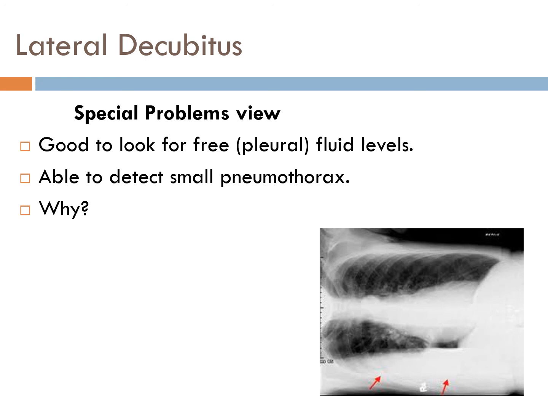If you're suspecting a right-sided pneumothorax, you should place the patient on the left side because the air is going to rise. If you're looking for a right-sided pleural effusion, then you would put the patient on the right side because the fluid is gravity dependent.